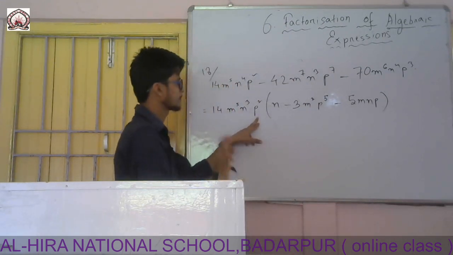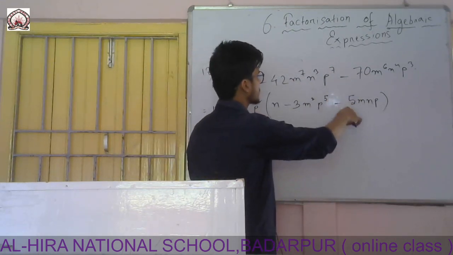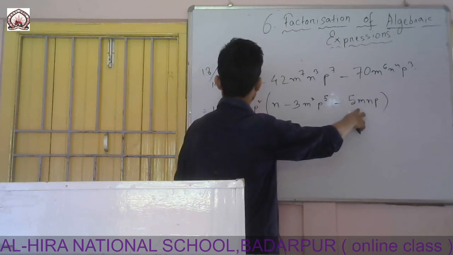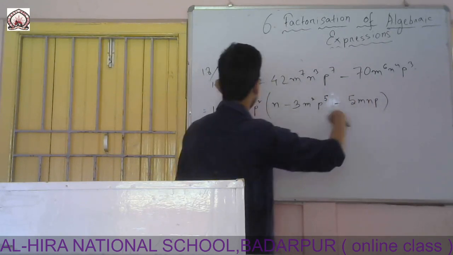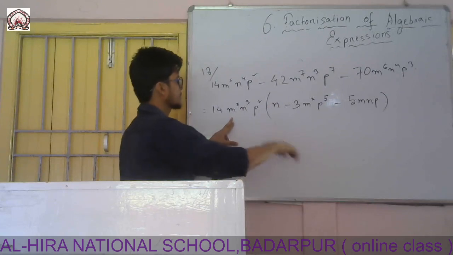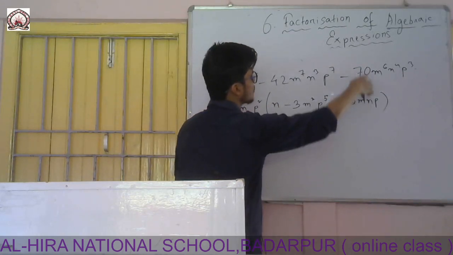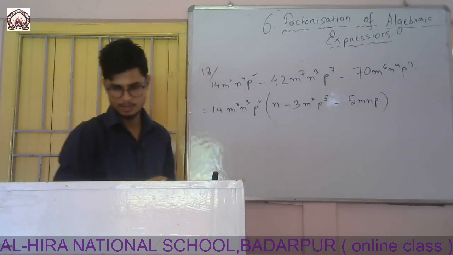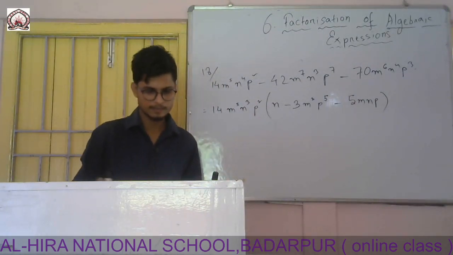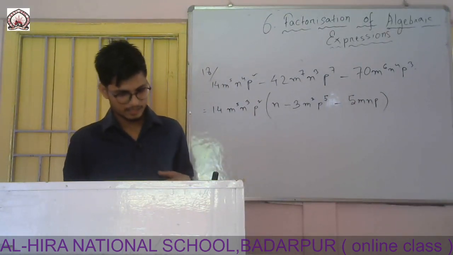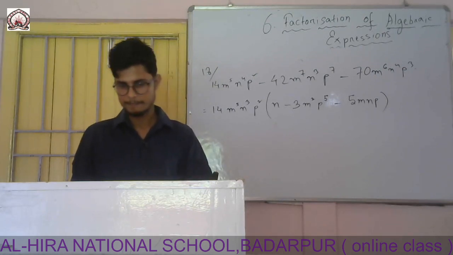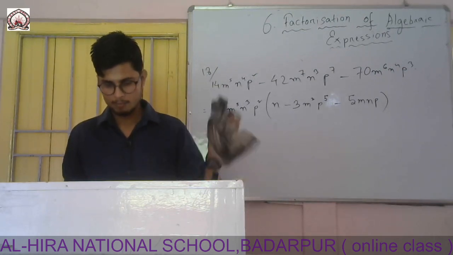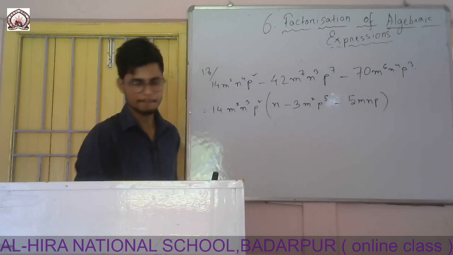Now 14 5s are 70, and m to the power 5 into m, it will be 5 plus 1, it is 6, n cube into n, it will be n to the power 4, p square into p, it is p cube. So this is the end of this exercise. The rest of the other sums are also the same, you practice. Okay, now move to exercise 6b.